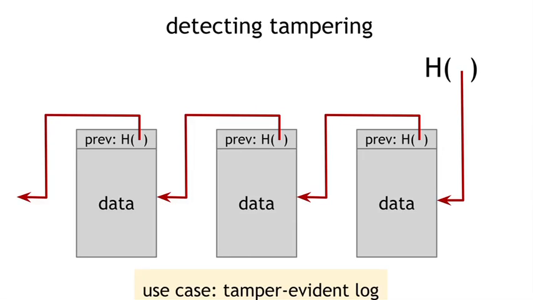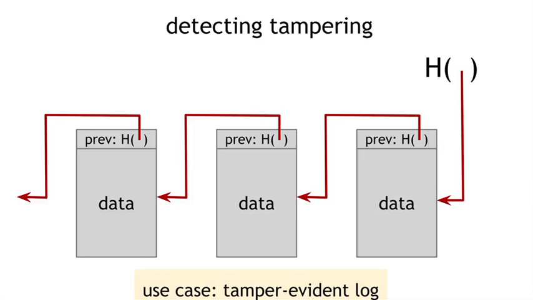Just like a regular linked list where you have a series of blocks and each block has data, as well as a pointer to the previous block in the list, here the previous block pointer will be replaced with a hash pointer. So it says where it is and what the value of this entire previous block was. And we're going to remember the head of the list like this, just as a regular hash pointer. Okay. And a use case for a blockchain like this is a tamper-evident log.